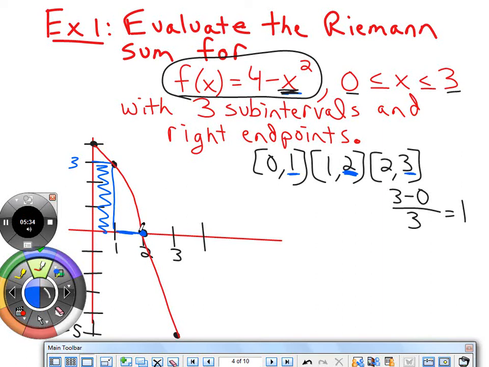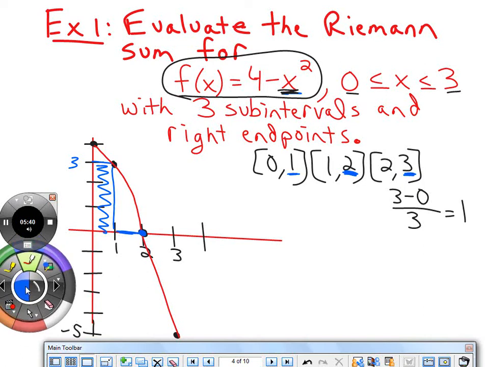Then I go to my next interval, 2 to 3, and I plug in a 3 into that, and we already did that. So we found out it was negative 5. So now I'm going to pretend like my rectangle has this y value here, and it's actually an upside down rectangle, if it lets me draw my upside down rectangle.